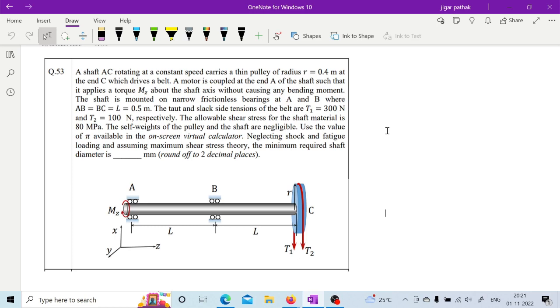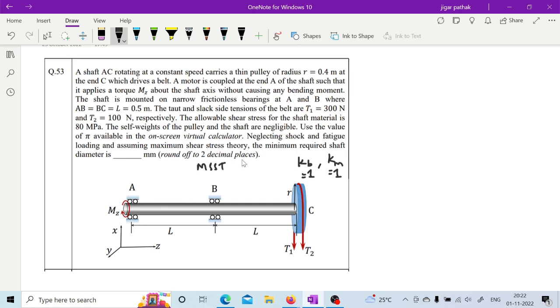Neglecting shock and fatigue loading and assuming the maximum shear stress theory, the minimum required shaft diameter is. So you need to assume the maximum shear stress theory, and neglect shock and fatigue loading. This is basically related to Kb and Km, which we have seen in the table. So here you need to neglect it. It means you need to consider both Kb and Km as one, and apply MSST.